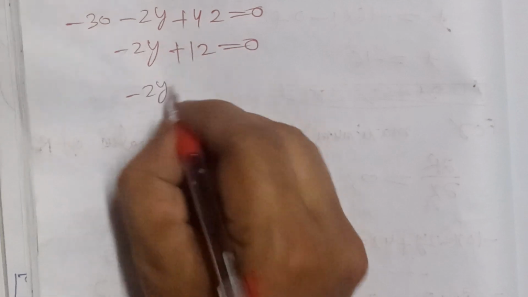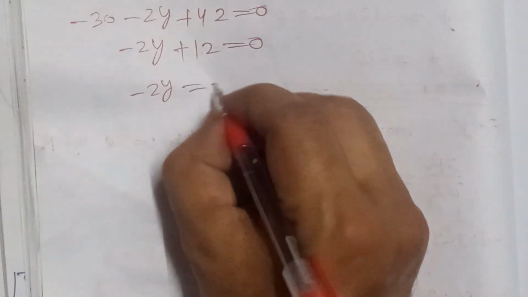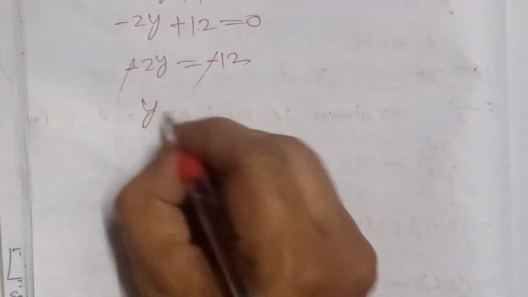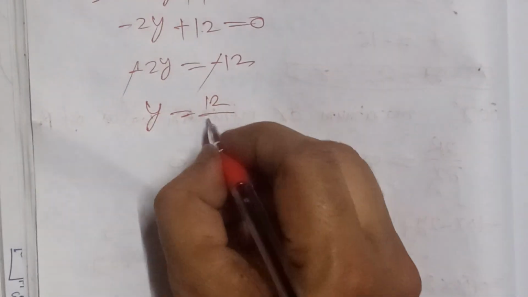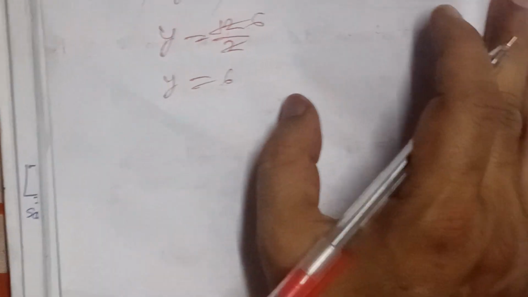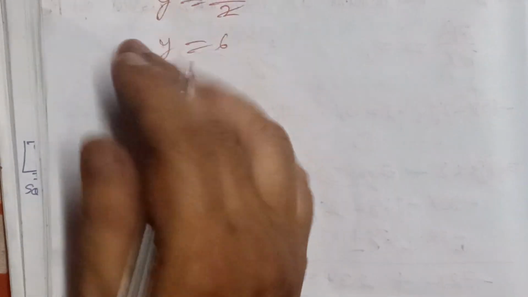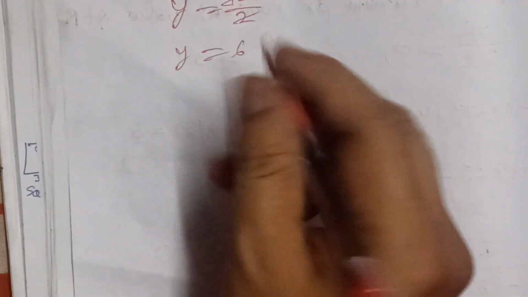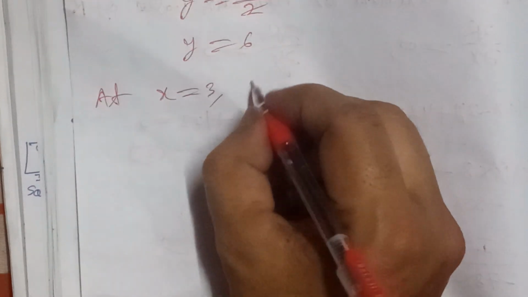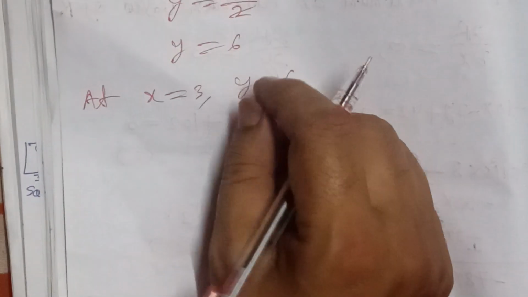Now transposing 12 on the right hand side, we get minus 12y, the minuses cancel out, and 12 divided by 2, we get 6. The value of y is 6. We have to now find the sign at this value of x and y. At x is equal to 3, y is equal to 6, which are in thousands unit.